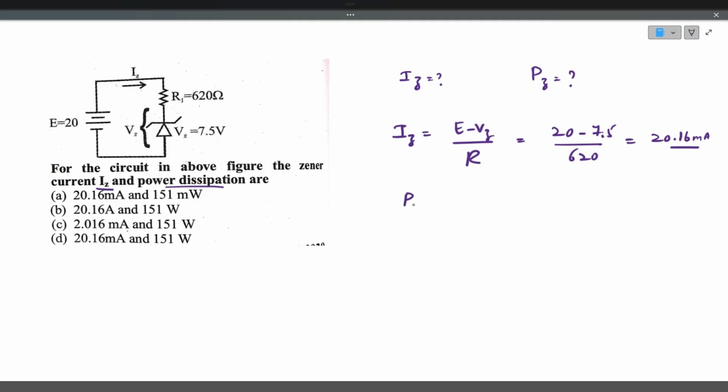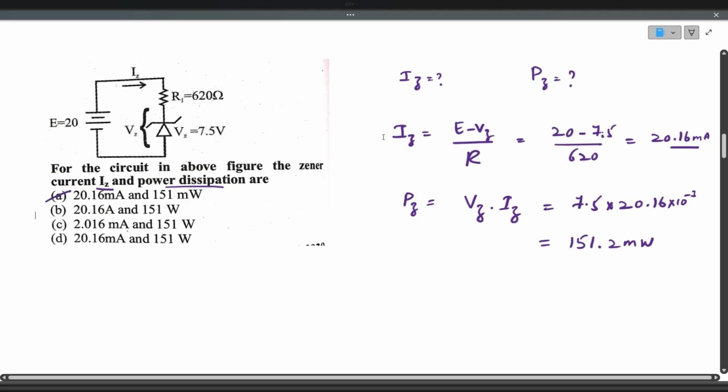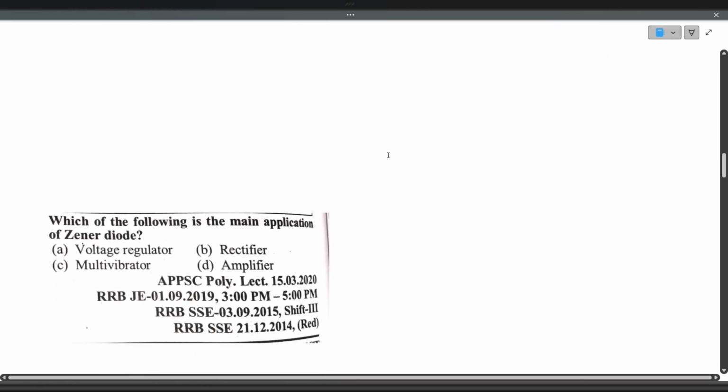Whereas the power dissipation Pz is equal to Vz, the Zener voltage, multiplied by the Zener current. Zener voltage is 7.5, Zener current is 20.16 times 10 to the power minus 3, which is equal to 151.2 milliwatts. So the answer is option A, 20.16 milliamps and 151 milliwatts. Let's see one more question.